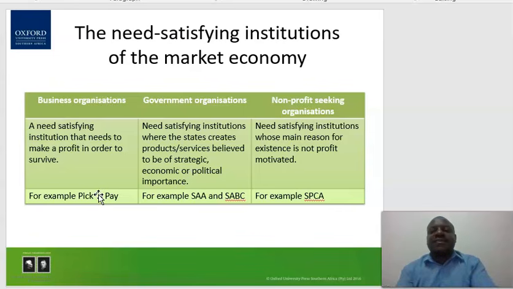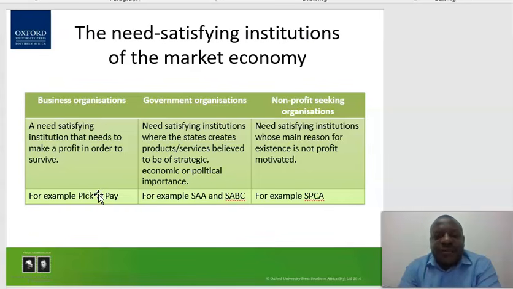Then we also have the need satisfying institutions of the market economy. Here we talk of business organizations, the government or government organizations, and non-profit seeking organizations. Business organizations are need satisfying institutions that need to make a profit to survive. If we ask what is the main purpose of a business, people will quickly say it is to make profits. No, businesses obviously ought to make profits for them to survive.